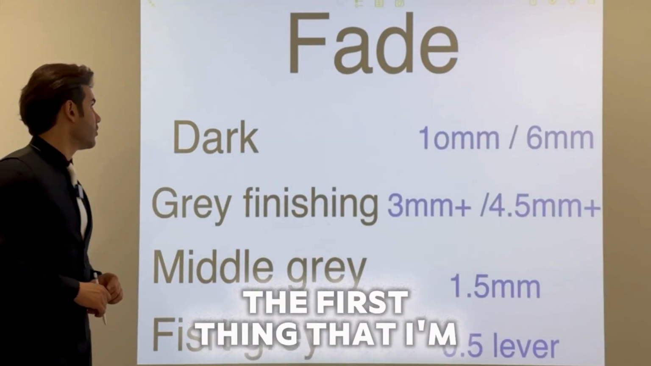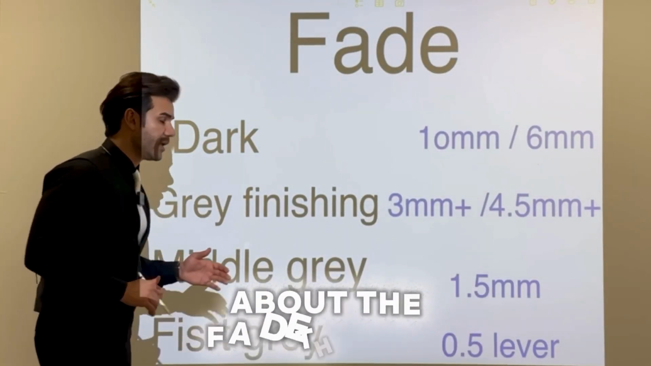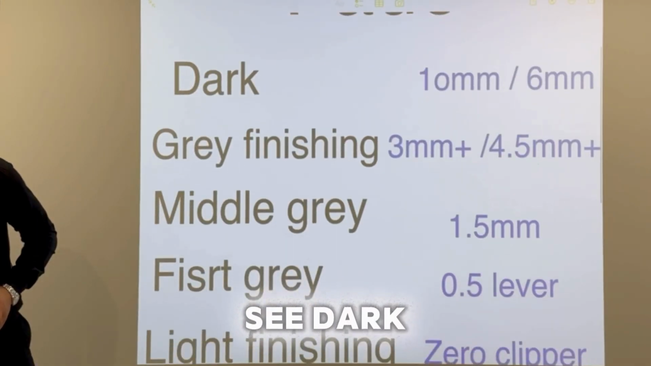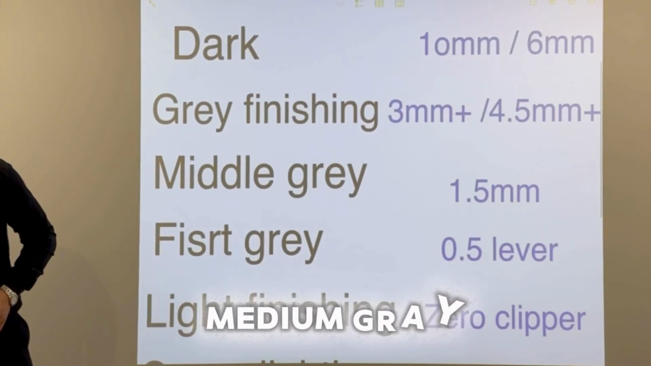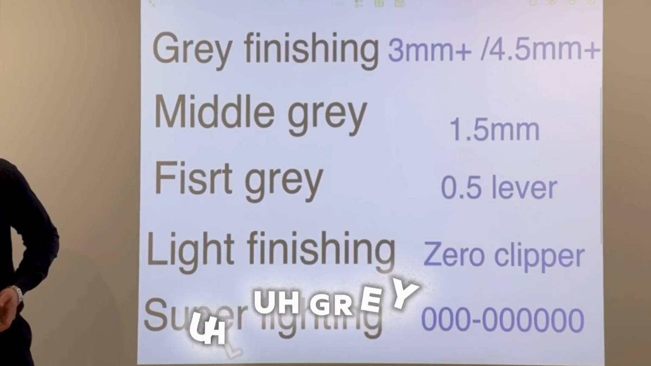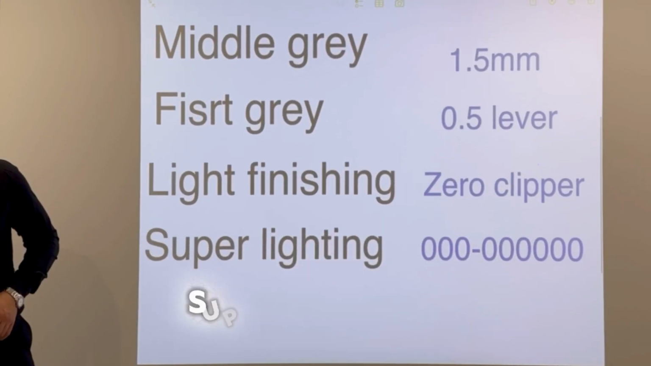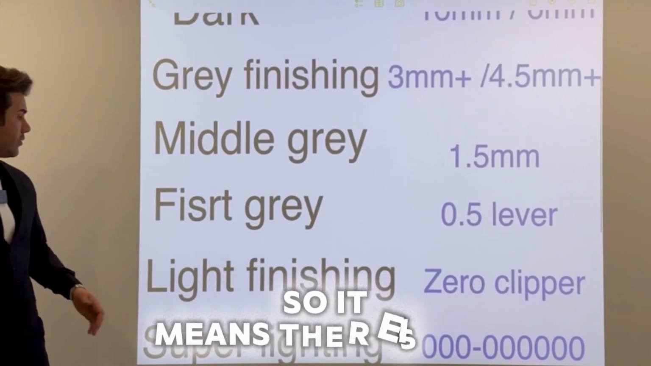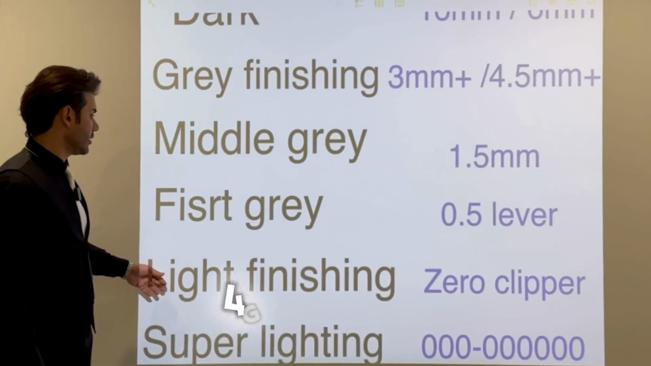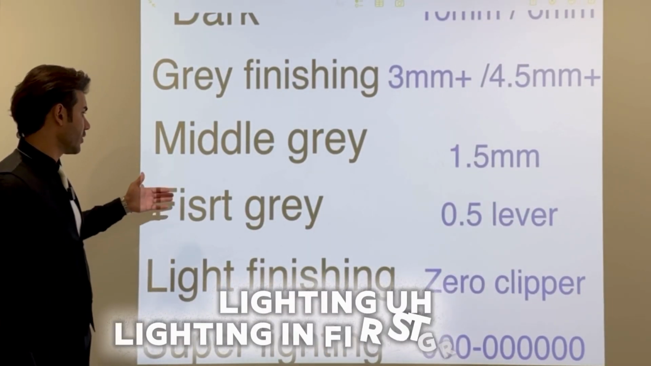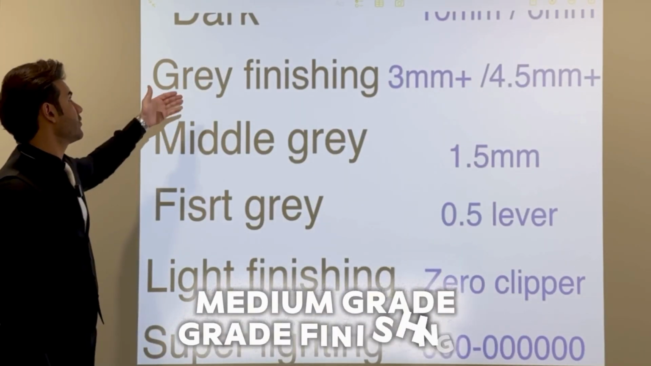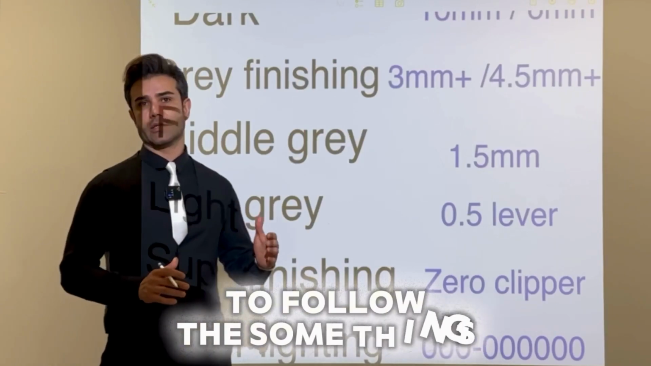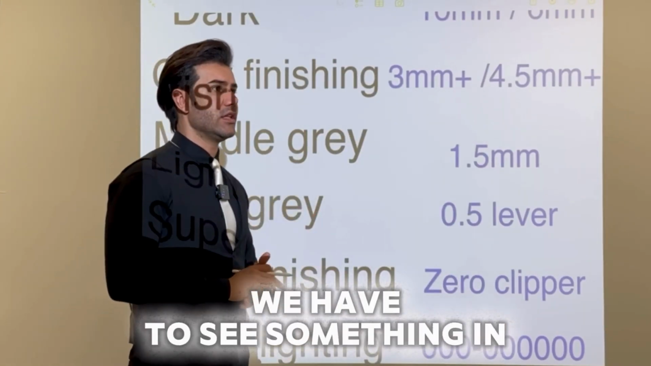The first thing that I want you guys to know about the fade is that there is a color. You can see dark, medium gray, gray, lighting, and super lighting. So what does this all mean? It means there is the super lightening, first gray, medium gray, gray finishing, and then dark. So we have to follow some things and see something in the fade.